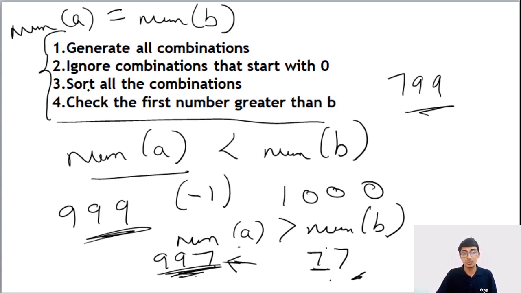But let's come back to this approach. If the number of digits of a is equal to the number of digits of b, first generate all of the possible combinations. Then ignore the combinations that start with 0, because if we start with 0, then we'll have one digit less than b. That won't work out. Sort all of the combinations and check the first number that is greater than b. Trust me, if the given constraints are like the ones that are given, this won't cost you too much time. It's a simple approach. It's the first or second question. It will just help you solve the problem. Okay, so that's the one.